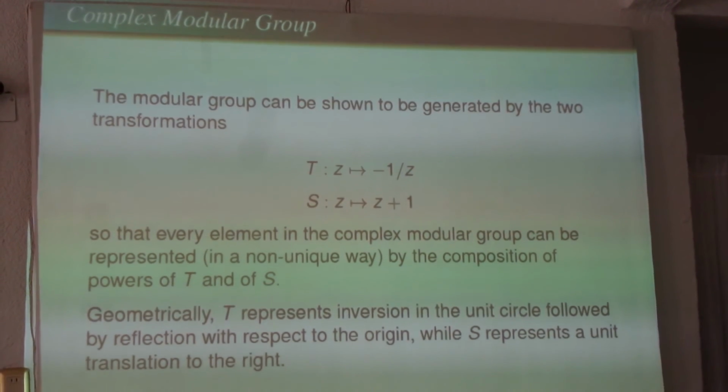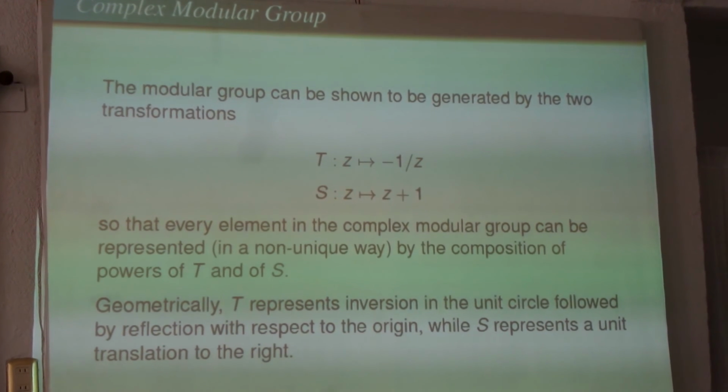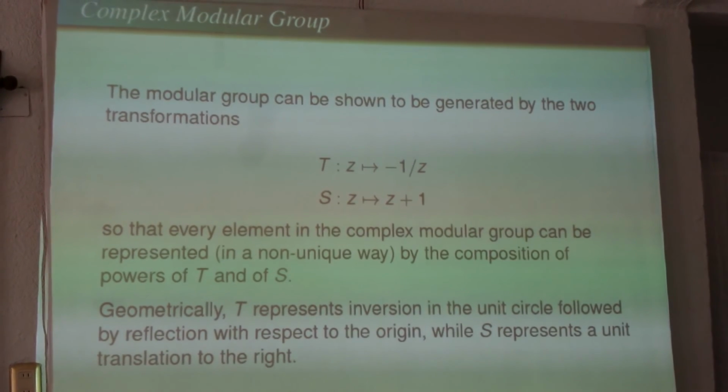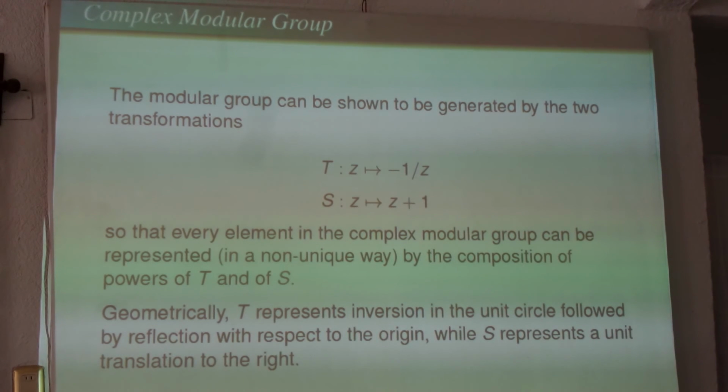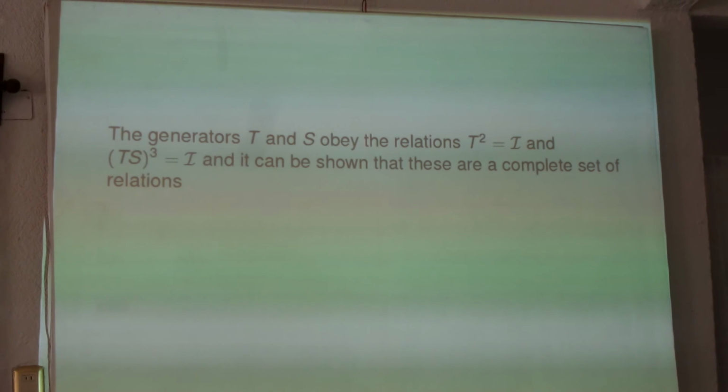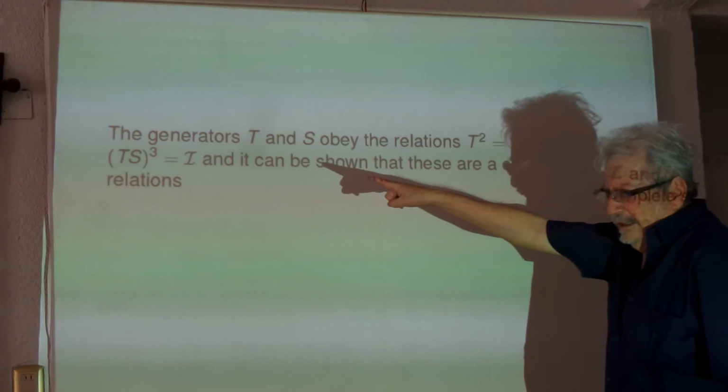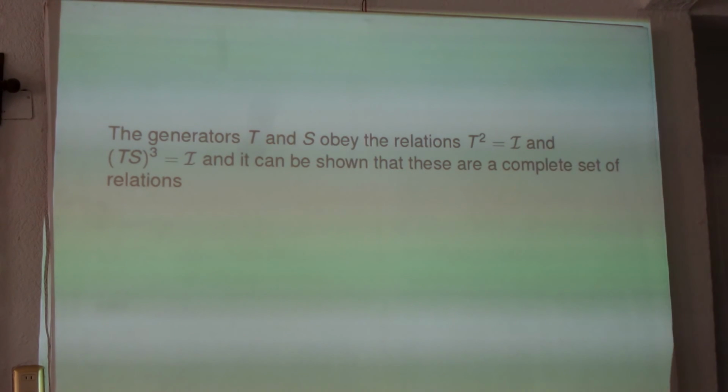Geometrically, we know that T represents an inversion, which is the same as saying it is a rotation of 180 degrees around i. T has a fixed point, while S doesn't have fixed points; it is parabolic. If we consider as generators T and TS, we can show that these are also generators. They are free generators, and it can be shown therefore that the modular group is the free product of Z2 with Z3.